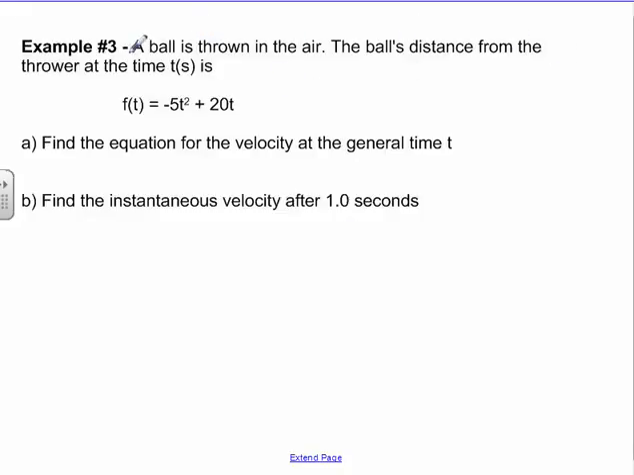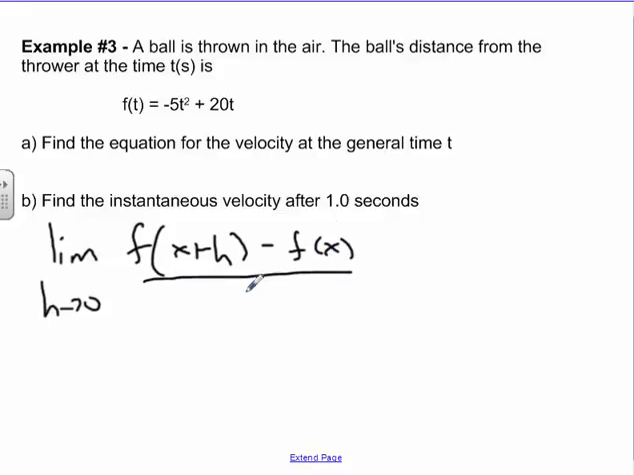You throw a ball up in the air, and I give you the distance of the ball from the thrower. So this is a function of how far the ball is from you as you throw it. If I want you to calculate an equation for the velocity at a general time, part A, I'm just asking you in fancy words to find me the derivative. So we're just doing what we were always doing before, right? Find the derivative. You can work with t's or x's or a's or h's. It's all really the same letter. So the formula for that would be the limit as h approaches 0 of f of x plus h minus f of x all over h.